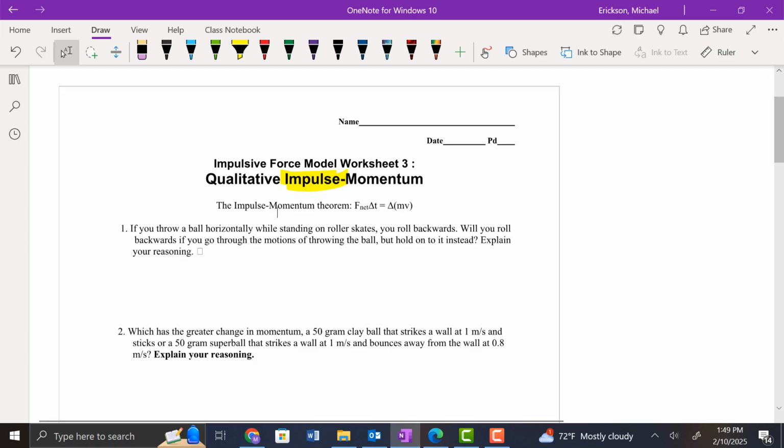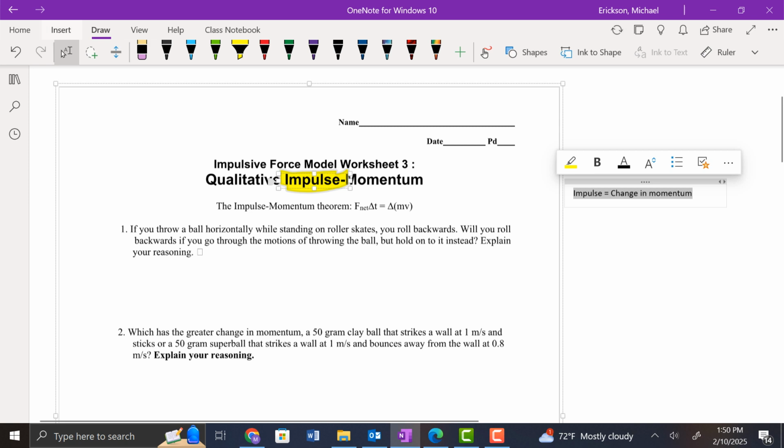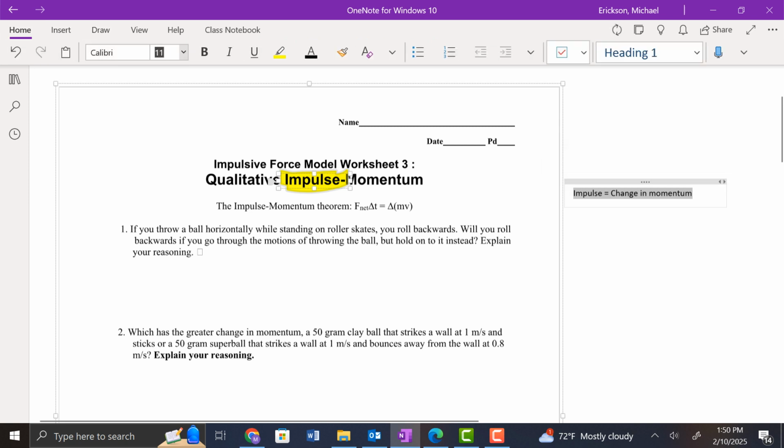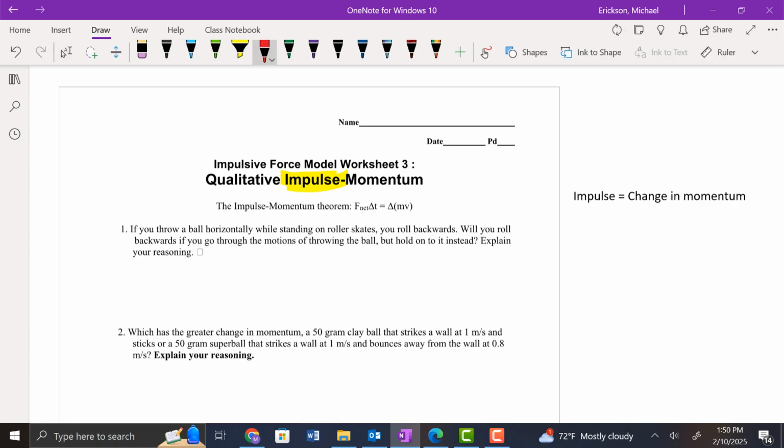So impulse, let me type it out here. Impulse is equal to change in momentum. If you have a friend in life who's impulsive, I think you know those kind of people. What does an impulsive person do? They change their minds a lot. They change direction. Well, impulse is kind of like that. You change your momentum a lot if you have a high impulse.